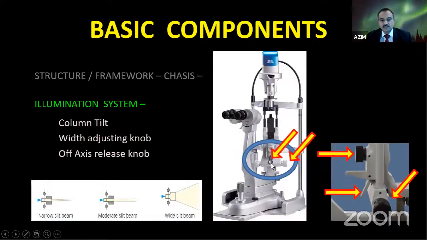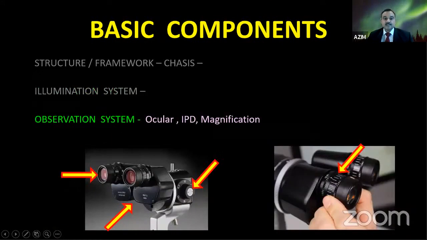How do you do it? You've got a small knob here and a knob here, and this knob is released. When the knob is released, it shifts off axis. In addition, we have a knob here which tilts it on the oblique axis, which is used in special circumstances, which you'll see later. The third component, being the observation system, is the binocular system, where you see with both eyes to get a single vision.